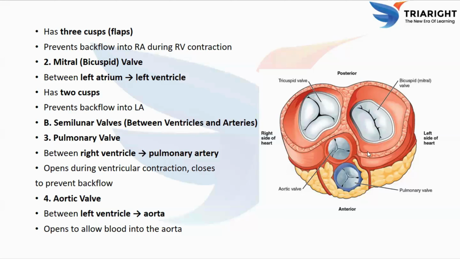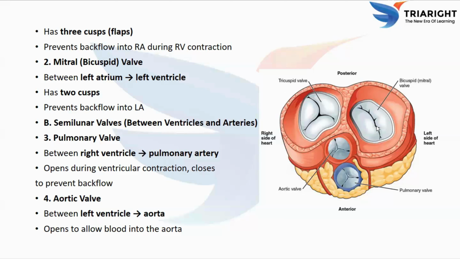So what is the pulmonary valve? Where is it located? It is located between the right ventricle and the pulmonary artery. What does it do? It opens when the right ventricle contracts and it closes to stop the blood from coming back into the ventricle. After receiving blood from the right ventricle, it sends the blood to the lungs. This is the function of the pulmonary valve.